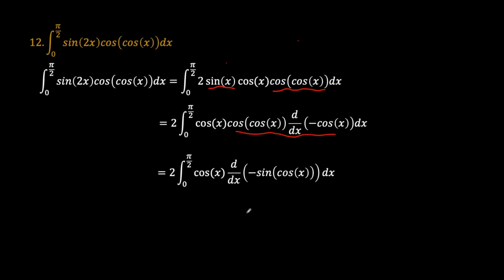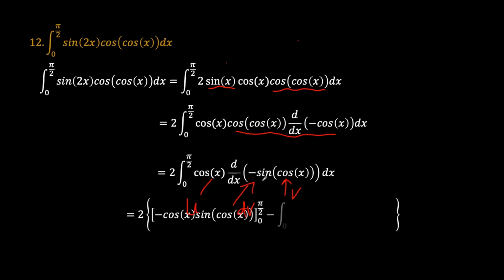Now, one other thing we could do is try to integrate by parts here, where we take this to be our capital U and this to be our dV, right? So if this is our dV, then in brackets we have the product of U and V, which is cosine x times the negative sine of cosine x, with the necessary limits, minus the integration of the product of du and v.